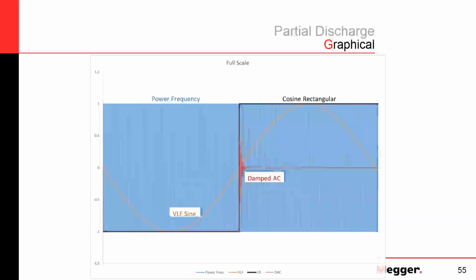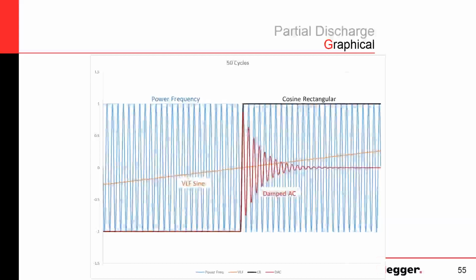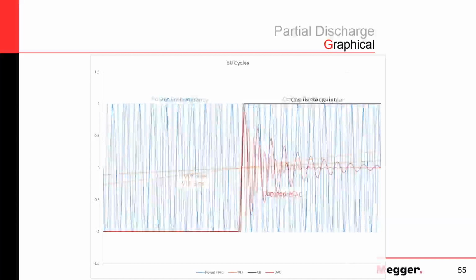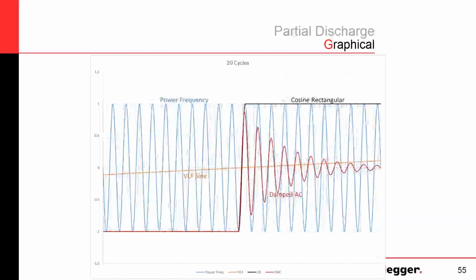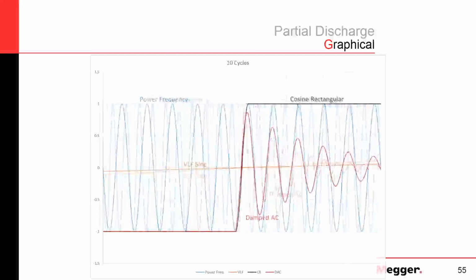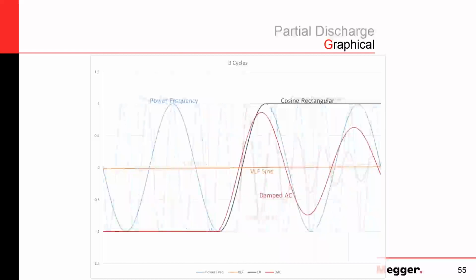So I promise you we'll get back to this picture here, and I'm just going to start zooming in. You remember this is one cycle of VLF sine, one damped AC shot, one cycle of cosine rectangular, and 600 cycles of power frequency. I'll start zooming in here.